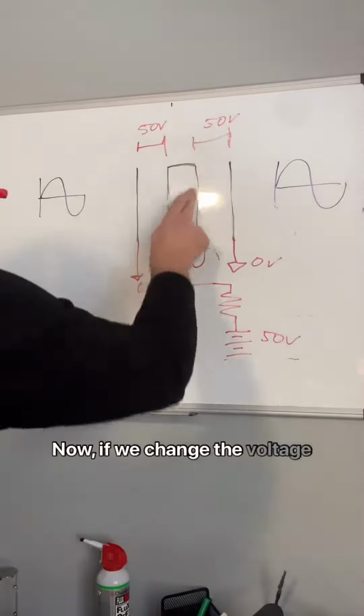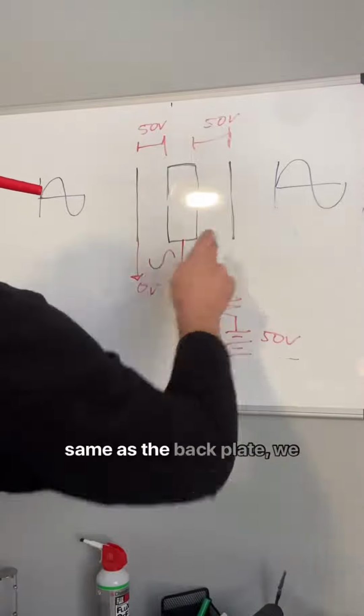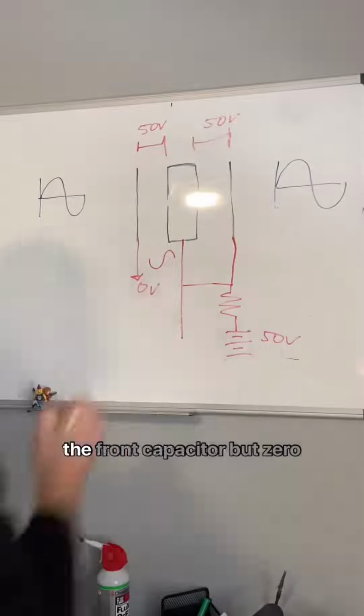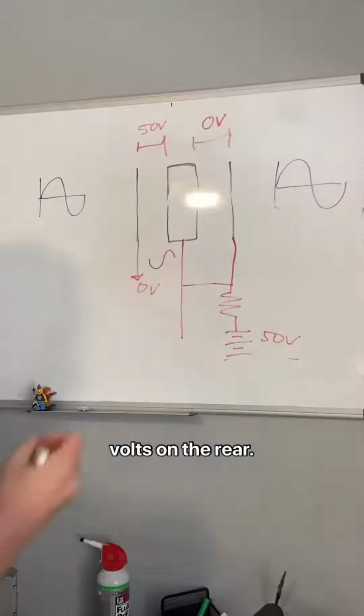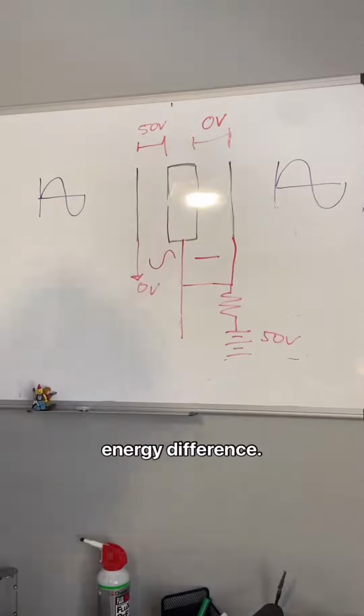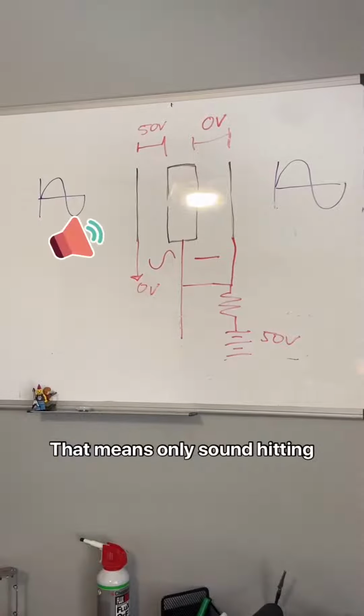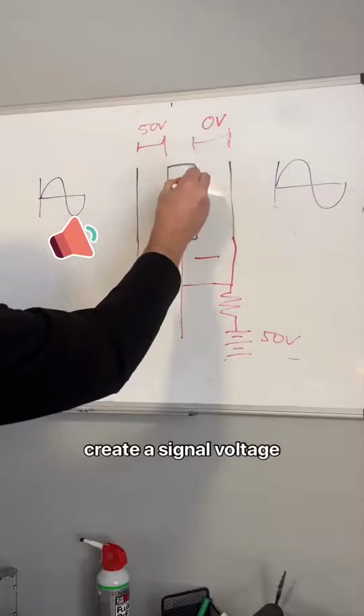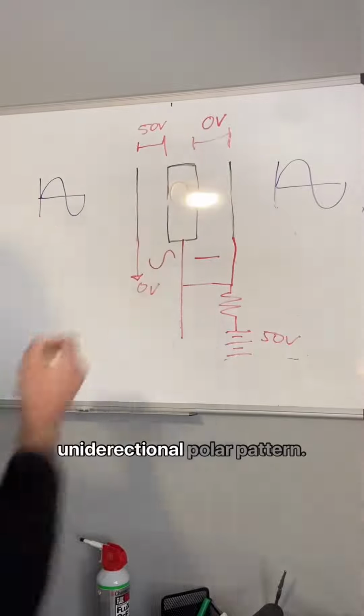Now if we change the voltage on the rear diaphragm to the same as the backplate, we have 50 volts of potential on the front capacitor, but 0 volts on the rear. When the diaphragm moves, it won't generate any signal because there's simply no energy difference. That means only sound hitting the front diaphragm will create a signal voltage, making a cardioid or unidirectional polar pattern.